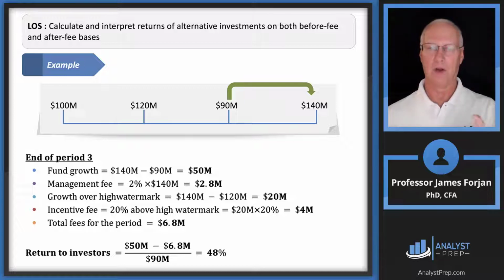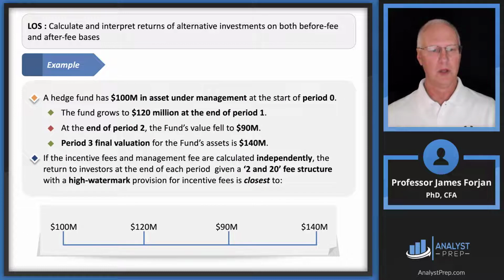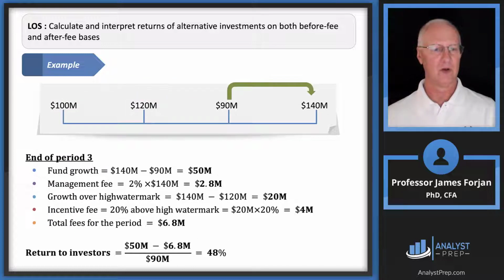But now here's where we need to be careful. What might I say? I might say something like, well, we started with 90. We ended with 140. That's 50 million. But you're going to say, wait a minute, Jim. And here, let me just go back here real quick. Notice that very last sentence there, with a high watermark provision for the incentive fees. So where am I here? In end of period 3.